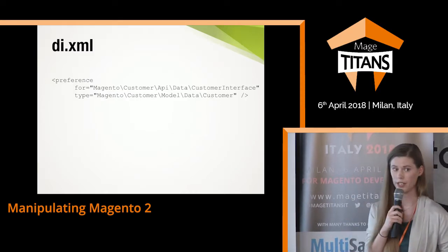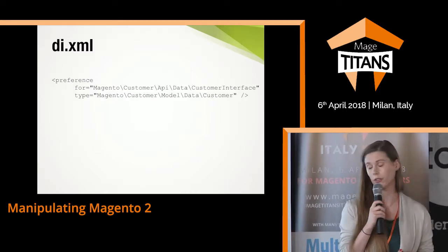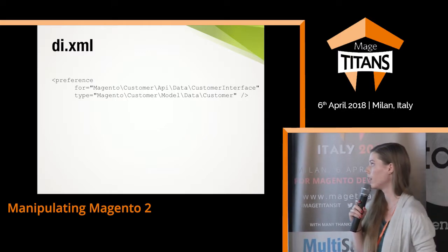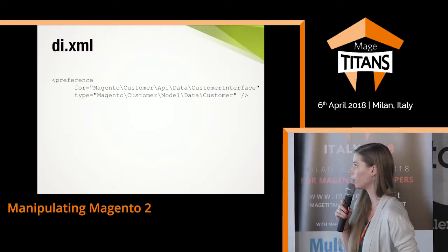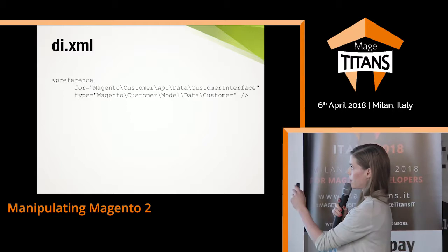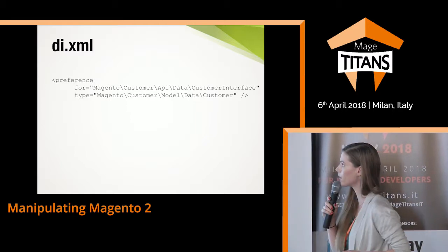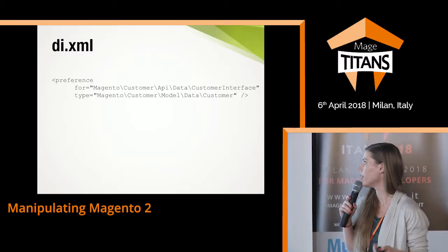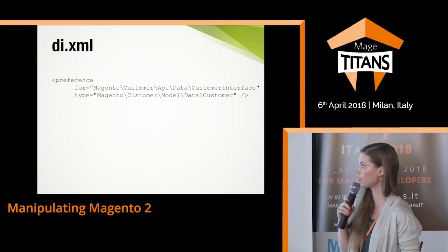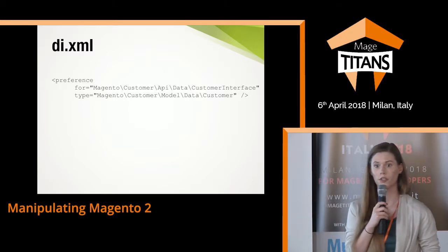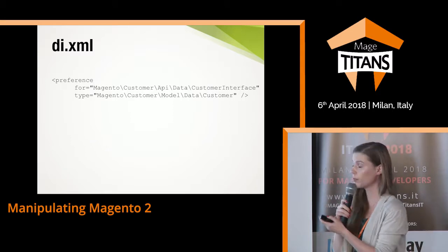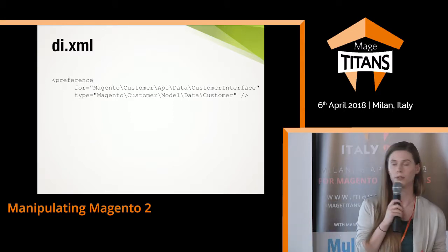In your DI XML, you can define a preference. Basically, it says: if a class asks for an instance of this interface or class, give it an instance of that class. So if it asks for a customer interface, give it a customer.